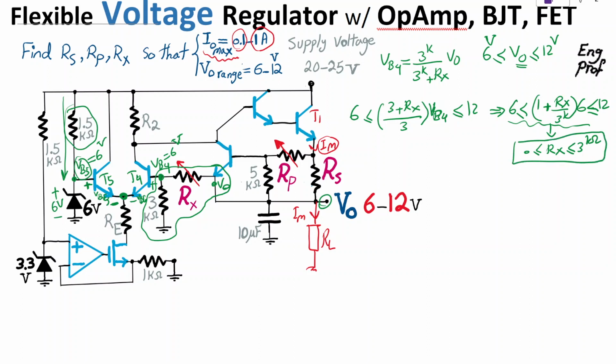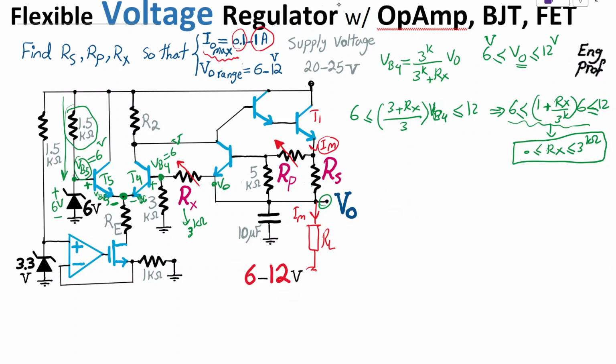So the importance of this is defining RX as a 3 kilo ohm potentiometer. The nice thing is it means that when the value of the potentiometer is 0, minimum, the output voltage is at 6 volt fixed. And if we set RX to maximum 3K, the output is 12 volt fixed. So that's how we adjust the output of this voltage regulator to the range that we desire.